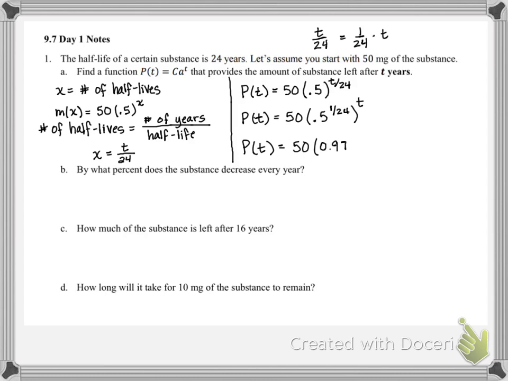Does it round to 2? Yeah. Okay. Good. To the t. So now we have a function of the form c times a to the t that represents this same decay, but it tells us yearly rather than every 24 years what's happening. So how can I figure out what percent the substance decreases by every year?